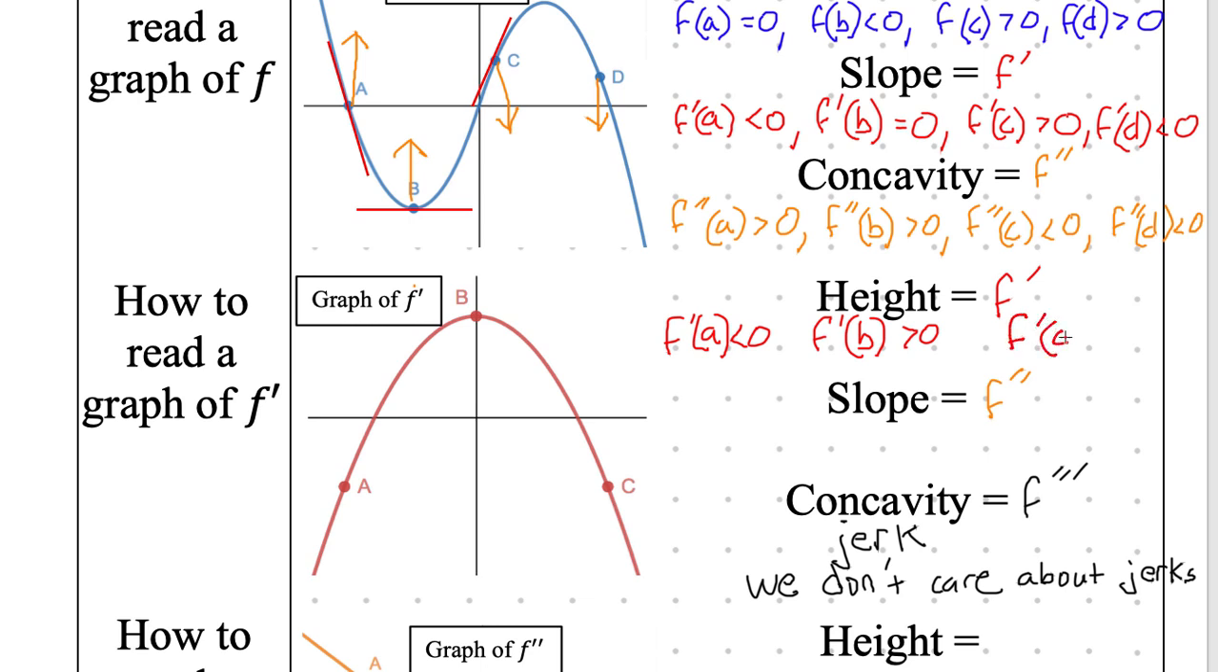F prime of c is less than 0. And I guess c is really d, the same x-coordinate.